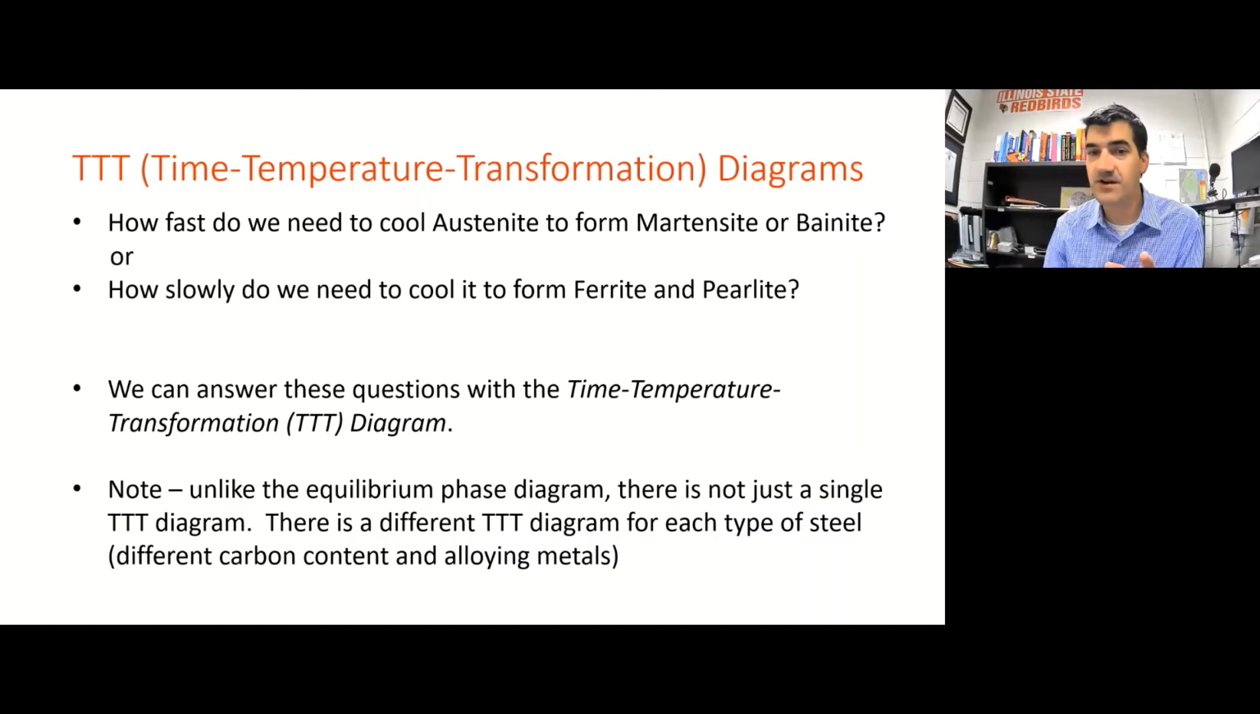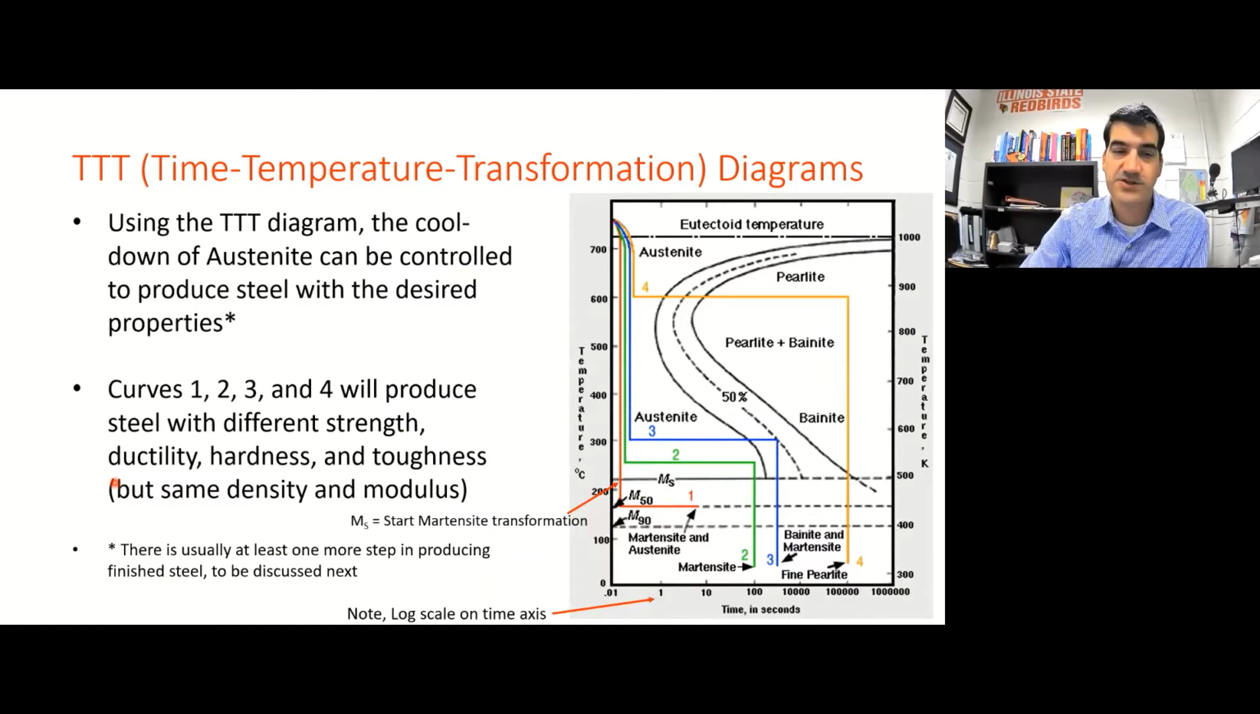One more thing I want to note here, it says this at the bottom, there's a different triple T diagram for every single different steel alloy. So if you change the amount of carbon, it changes the triple T diagram. If you add more molybdenum to your steel, it changes the triple T diagram. So there's a different triple T diagram for every single different type of steel. We're just taking the type of steel and changing its mechanical properties through the way we cool it down. All right, so I'll show you a couple examples.